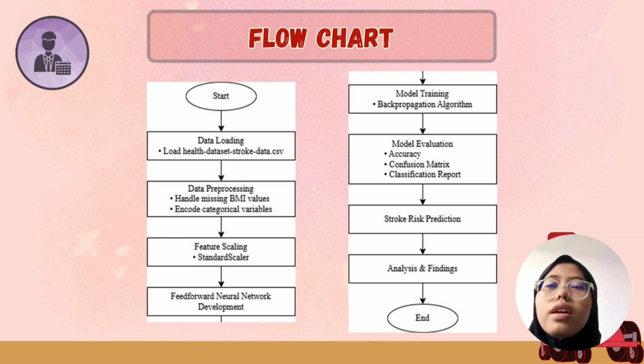For the flowchart, this flowchart illustrates the workflow of our system. We begin by loading the stroke dataset and pre-processing the data by handling missing BMI values and encoding categorical features. Next, we apply feature scaling using standard scaler to normalize the data. A feedforward neural network is then developed and trained using the backpropagation algorithm.